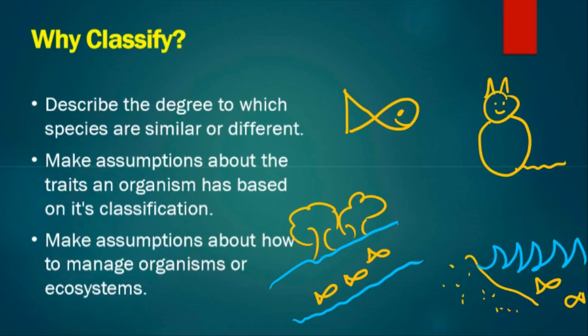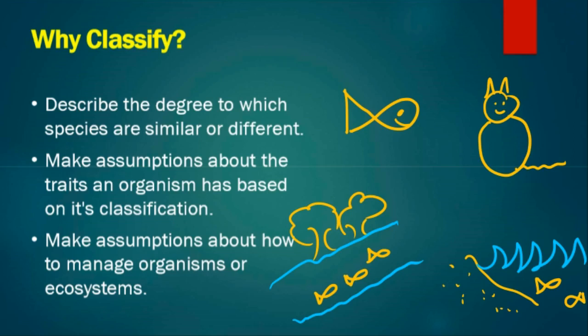A few other reasons about why we classify. We can use those classifications to look at how similar or different organisms are. Many organisms share a lot of characteristics, but they're also very different in many ways. So fish and cats, they're both vertebrates. They both have a backbone. However, they are extremely different in many other ways. So we classify them into different groups for that very reason.